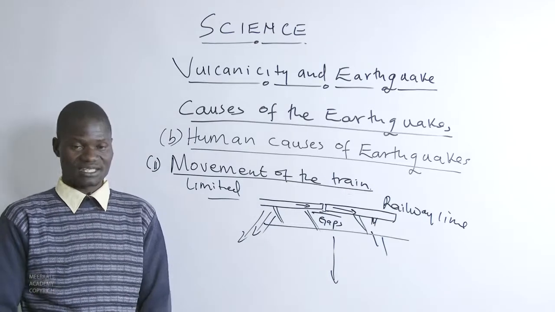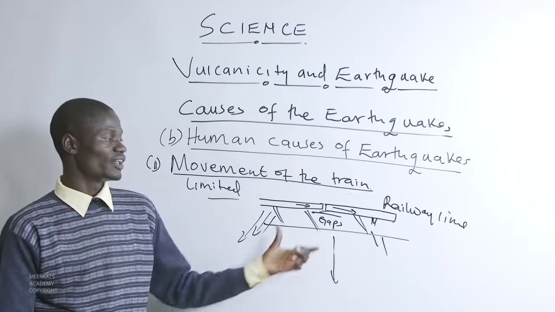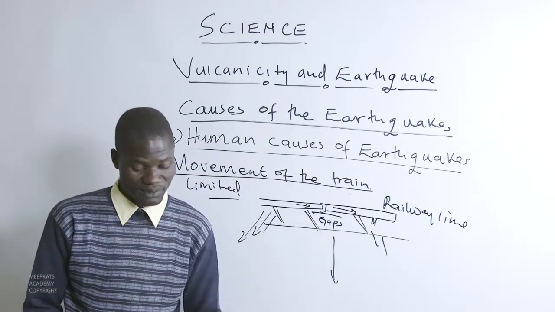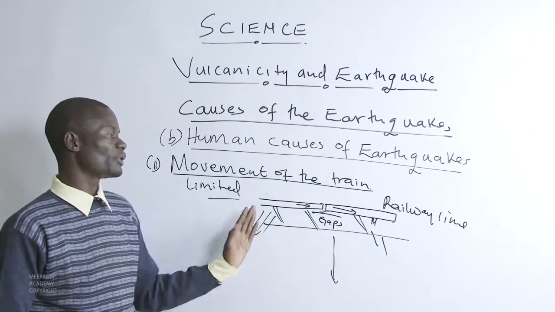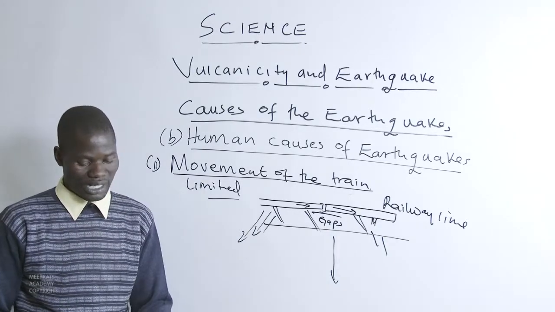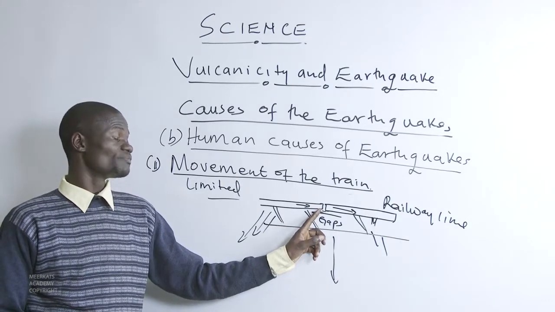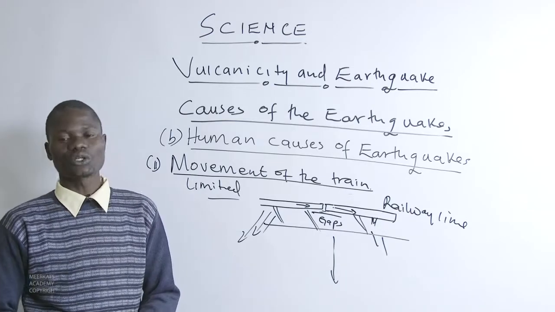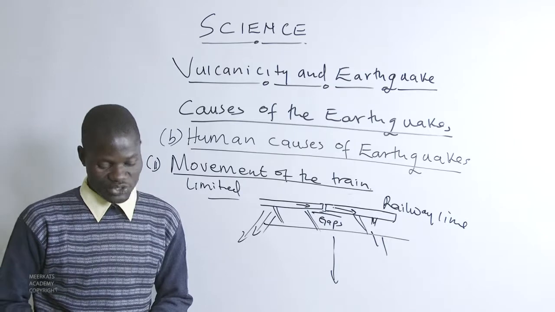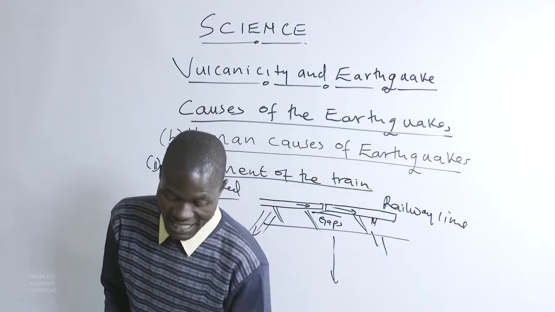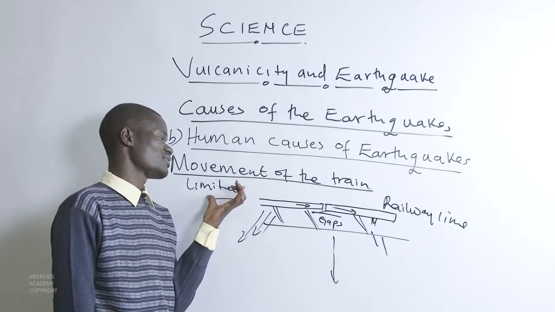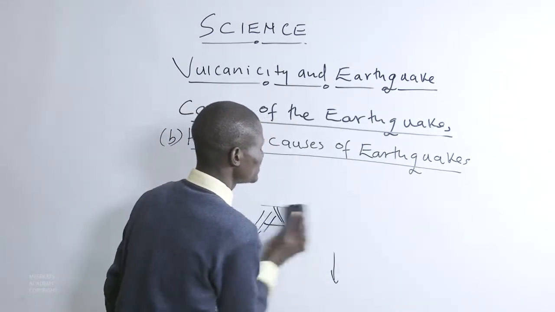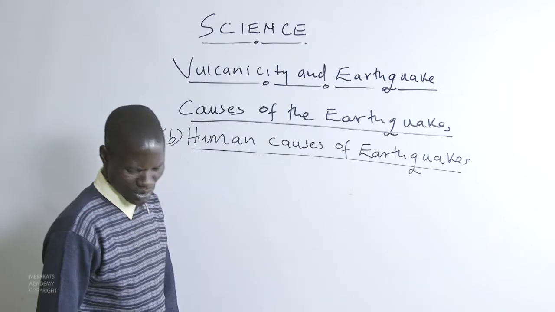The train is a man-made line used to transport goods, especially bulky goods, from one region to another. When the train moves carrying bulky cargoes, the bearing of the train meets the gaps on the railway line and they hit one another, generating tensional forces which result in vibrations that are felt in the earth crust. That will cause some earthquakes in limited areas. Okay, that is much more about the train. We have looked at train movement as part of what causes an earthquake.